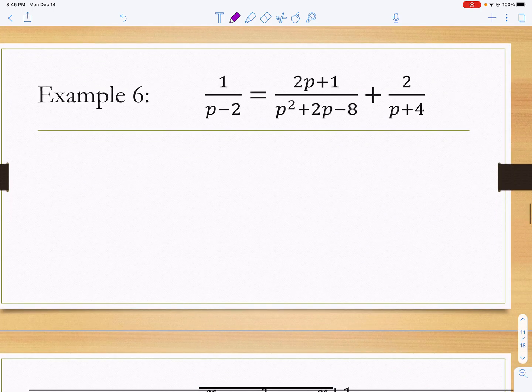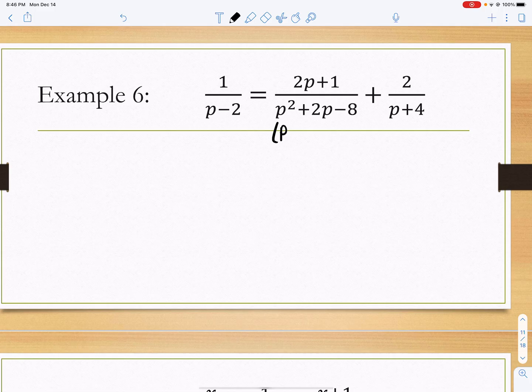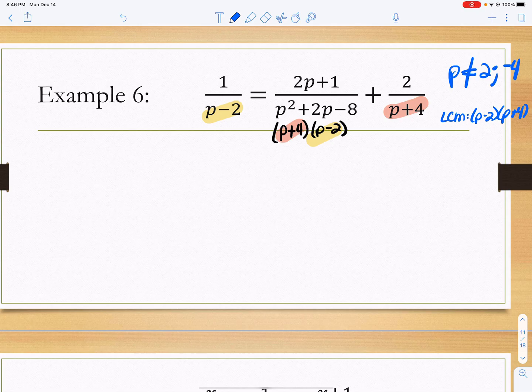Okay, number 6. Before you pause and do this, I just want to remind you, I would always factor first. So x plus 4 and x minus 2, because the variable is p, I said x, but I'm not going to restart it for that. Those are the same, and these are the same. So my LCM is just going to be (p minus 2)(p plus 4). But it also means that p can't be 2 and it can't be a negative 4.